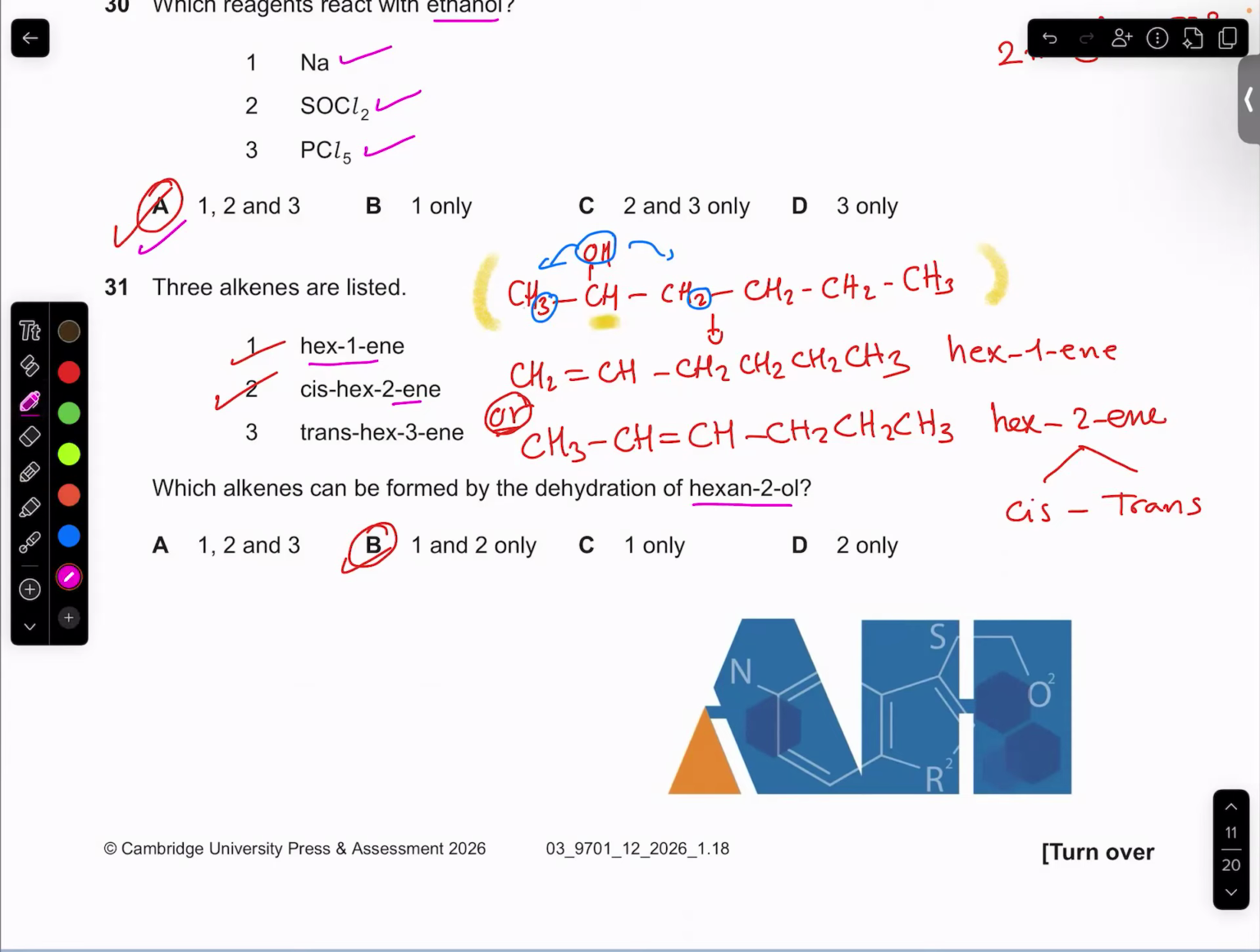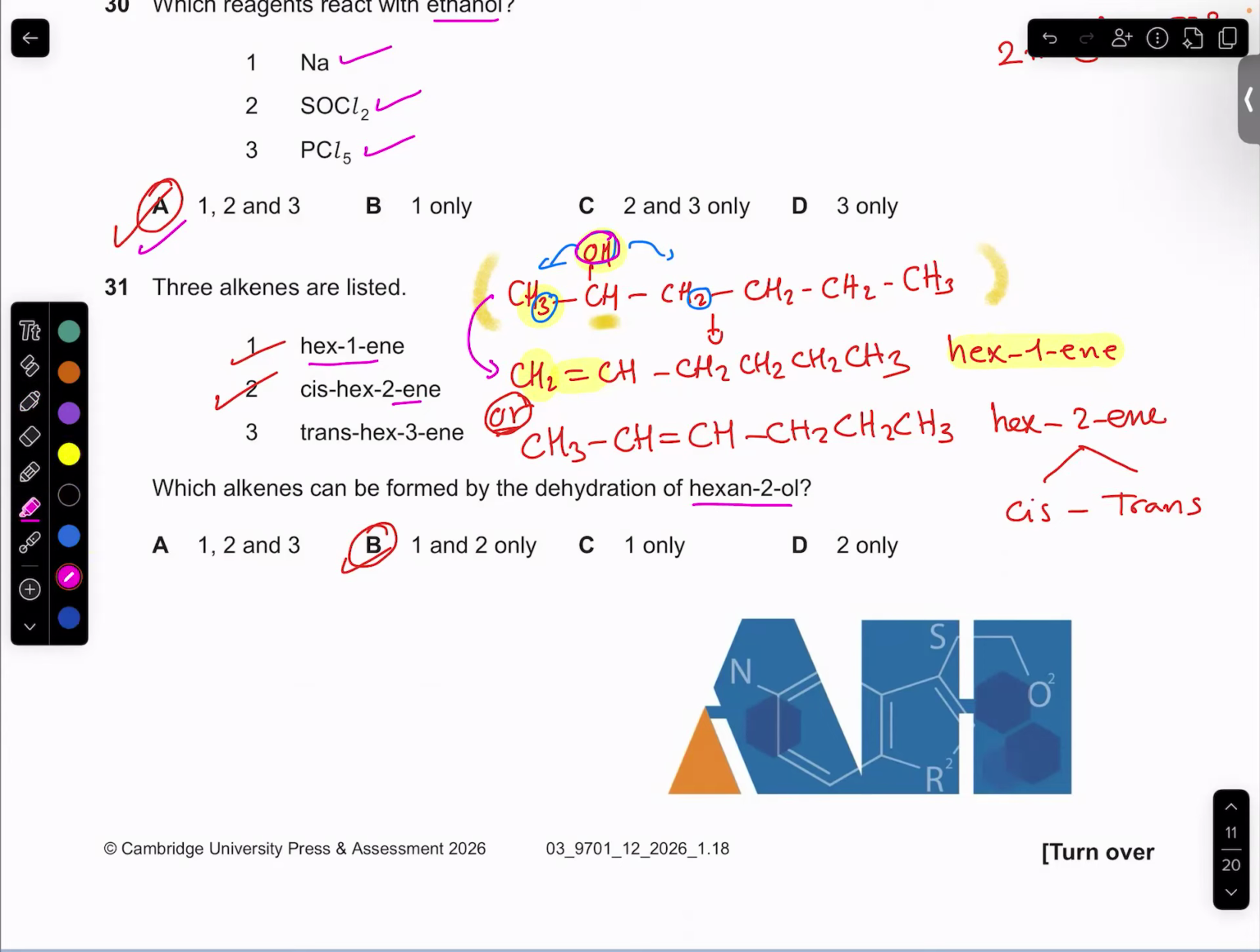If we make dehydration, if we take OH from this carbon and H from here, so the double bond will be formed here. Okay. In this case, we will form hex-1-ene, right? Hex-1-ene, and this one doesn't have cis and trans because the first carbon contains 2 hydrogens, 2 similar groups. Okay. So hex-1-ene is one of the products.